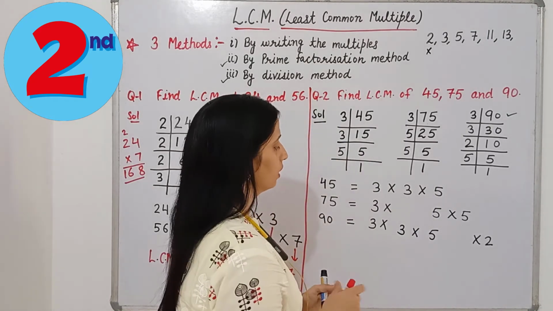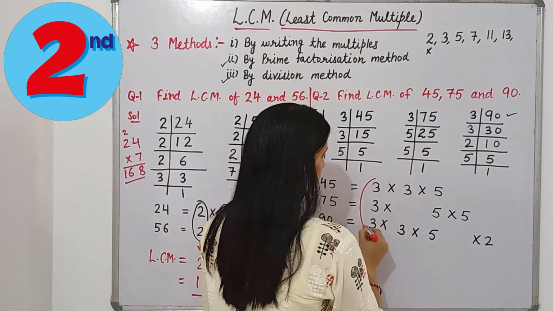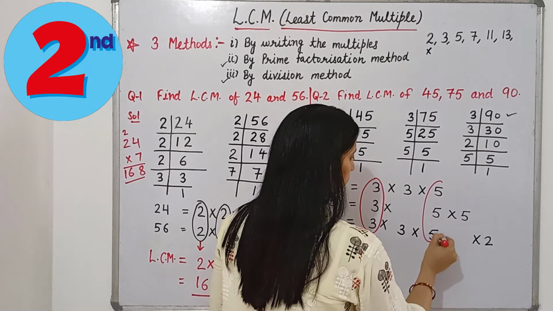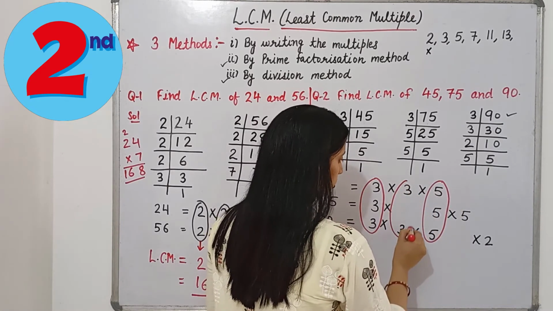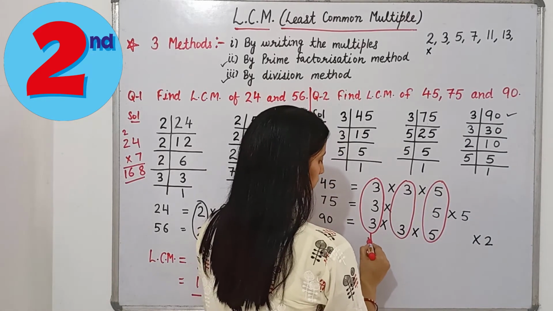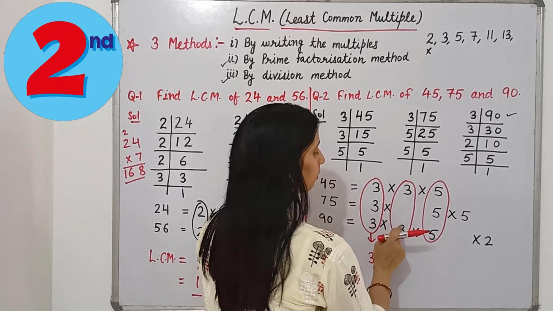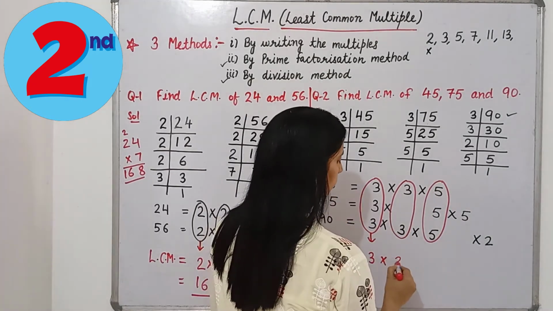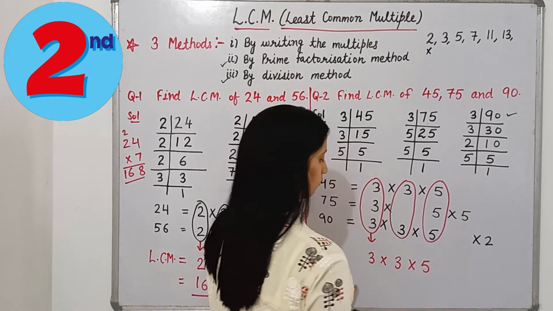Now what we have to do? We have to find out the common factors. 3 is common in all these, and 5 is also common. And here again you can see that 3 is common in 2 numbers, so we will write it only one time. So 3 is common in all 3 numbers, we will write it one time. Here again 3 is common but in only 2 numbers, so here also we will write 3 one time. And here 5 is common. We will write 5 one time.